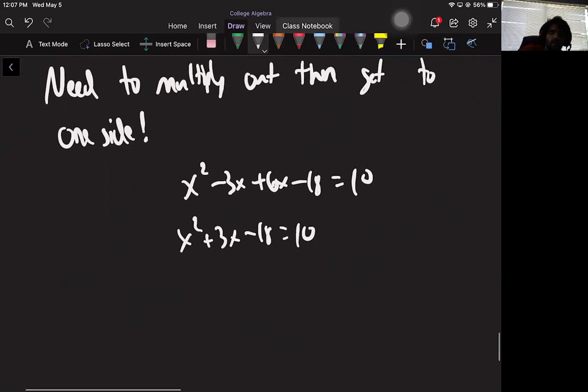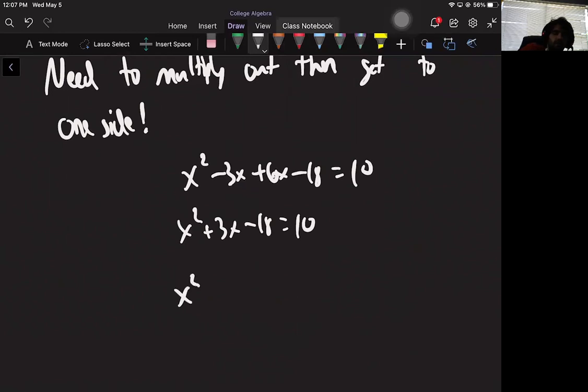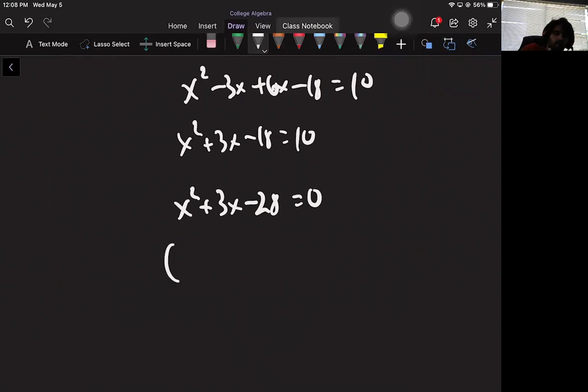So now I'm going to get them all to one side at this point so that I can use the zero product rule. So I get this. Okay, and then now I can factor. So 7 times 4 will be negative 28. If I do positive 7, negative 4, then 7 minus 4 will be 3.